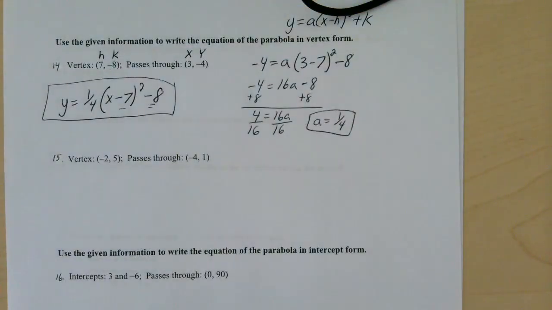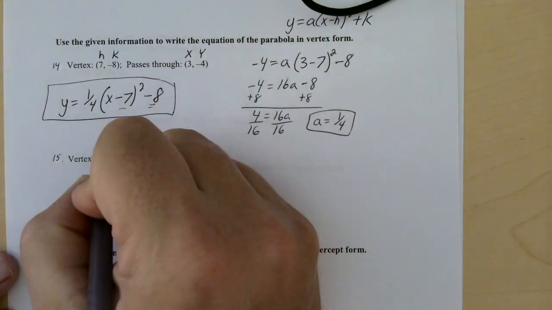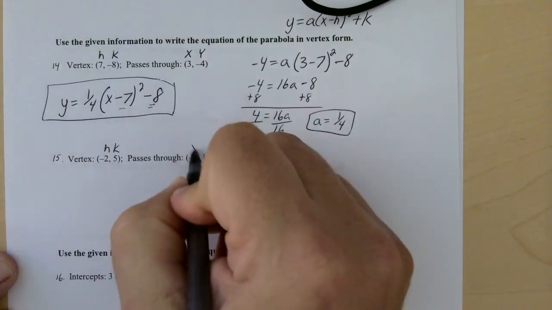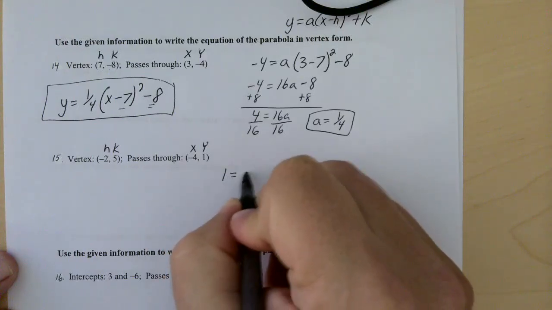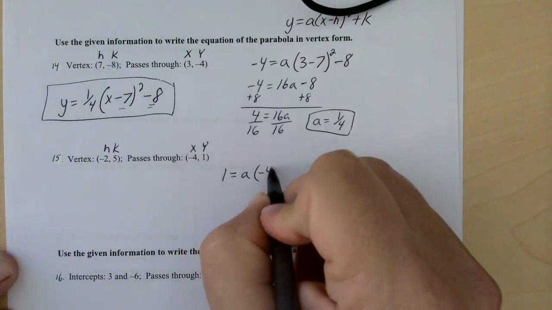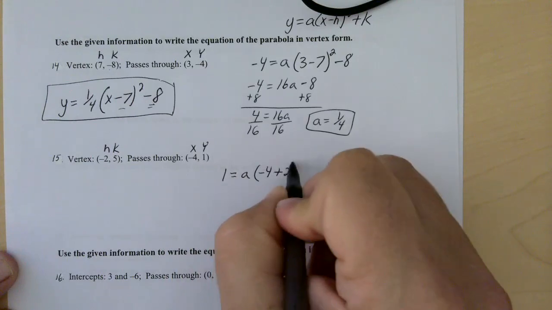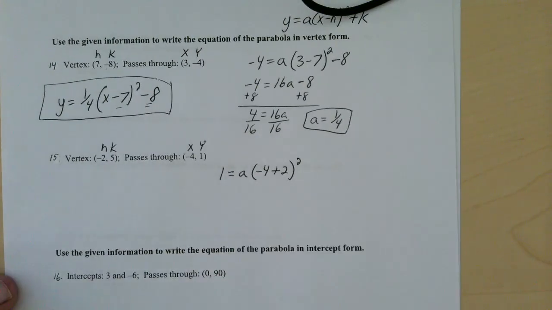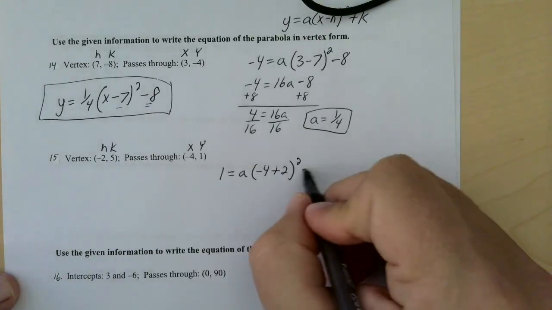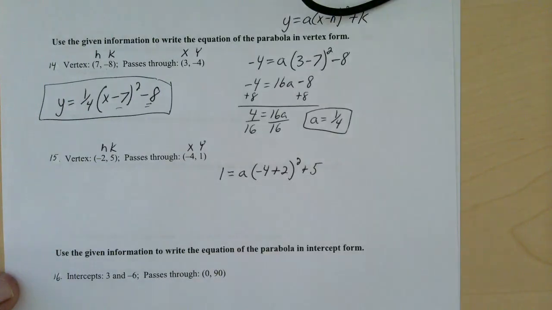Okay? Same thing occurs for number 15. Label h, k, x, y. This time it's y equals a times negative 4 plus 2. Okay, so don't allow a minus and negative to confuse you. So minus a negative 2 is plus 2, so I'm just going to write it as plus 2 right away. And then I have up 5, which is plus 5.